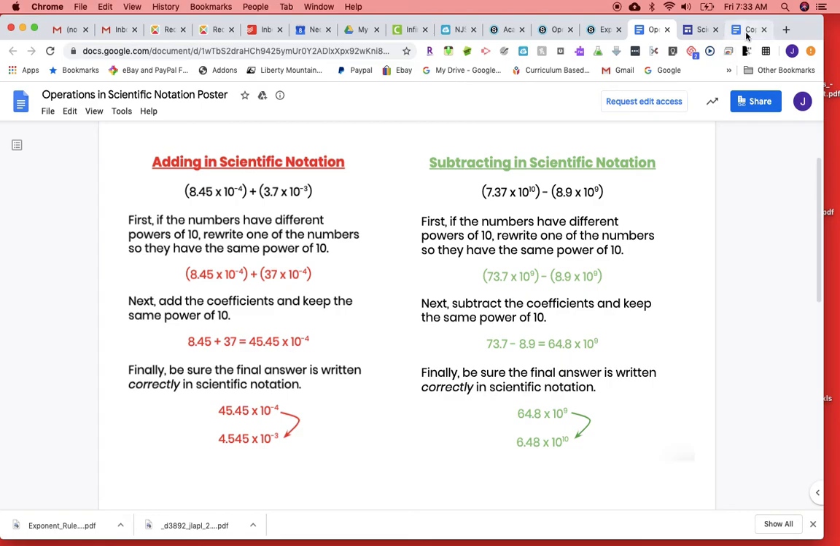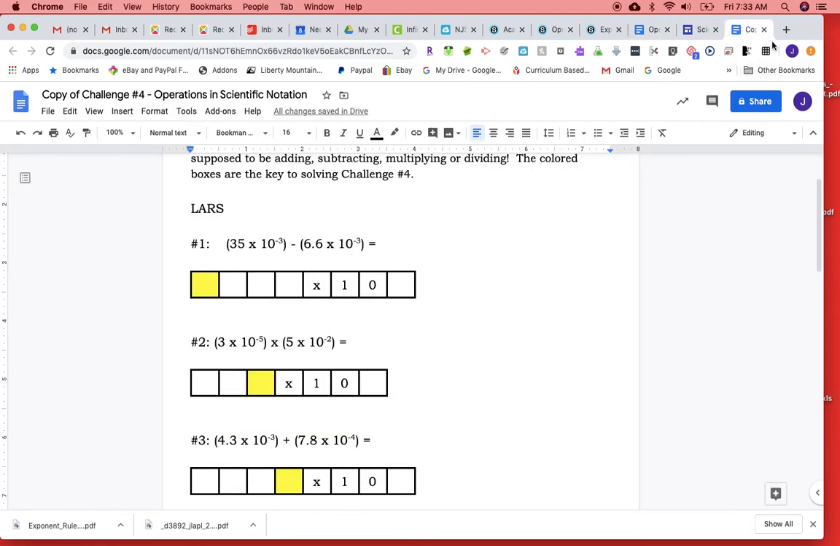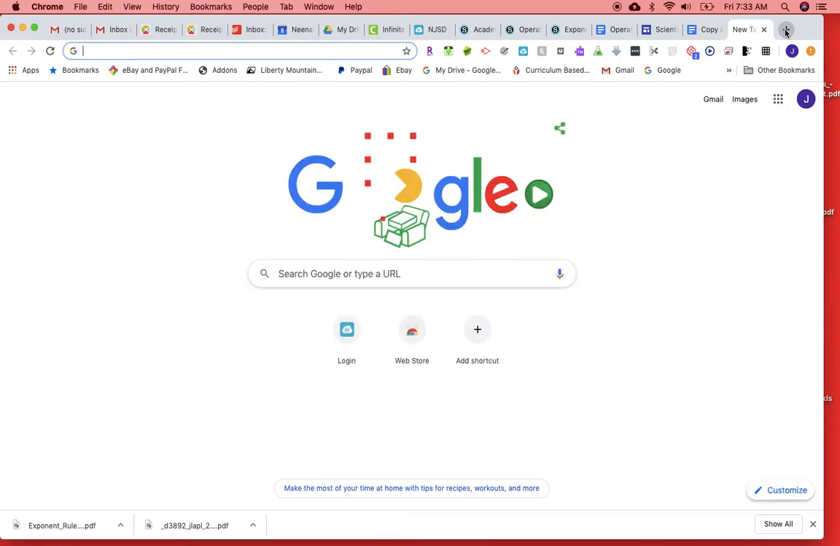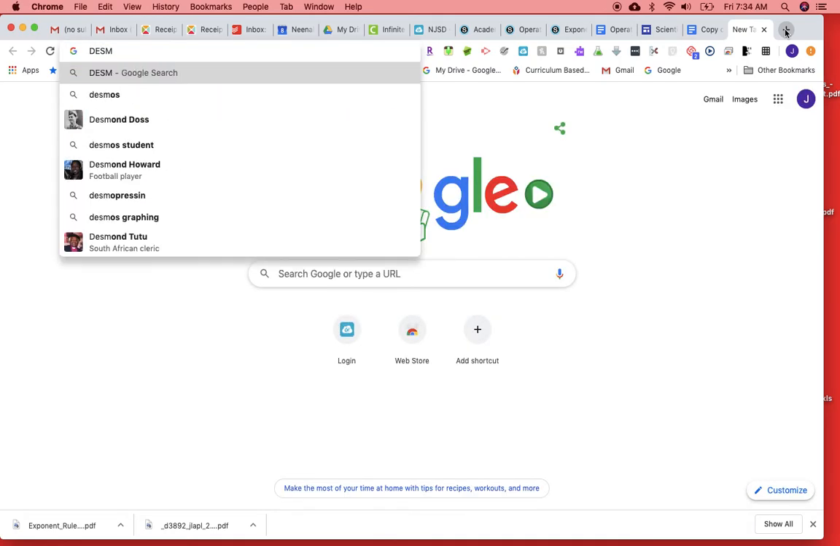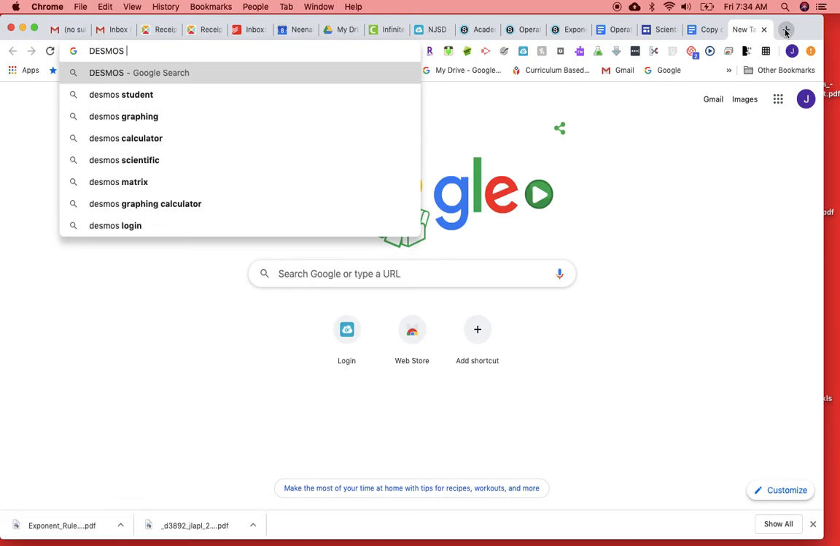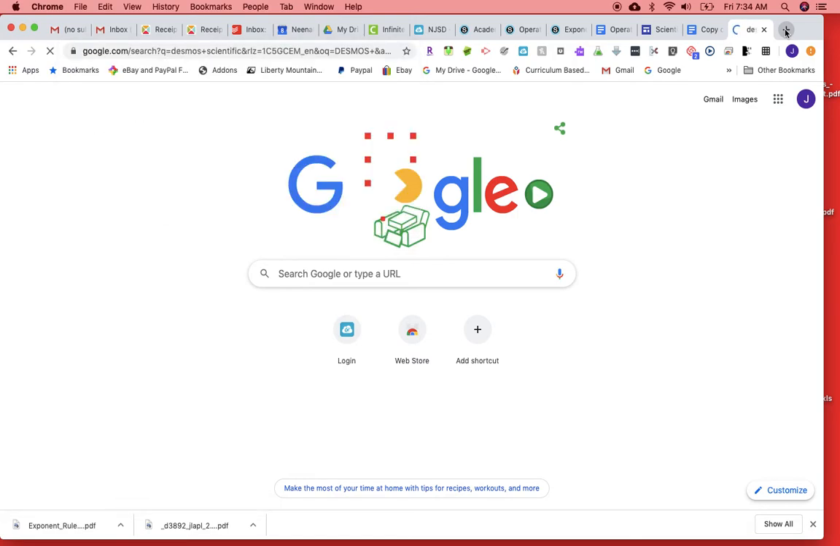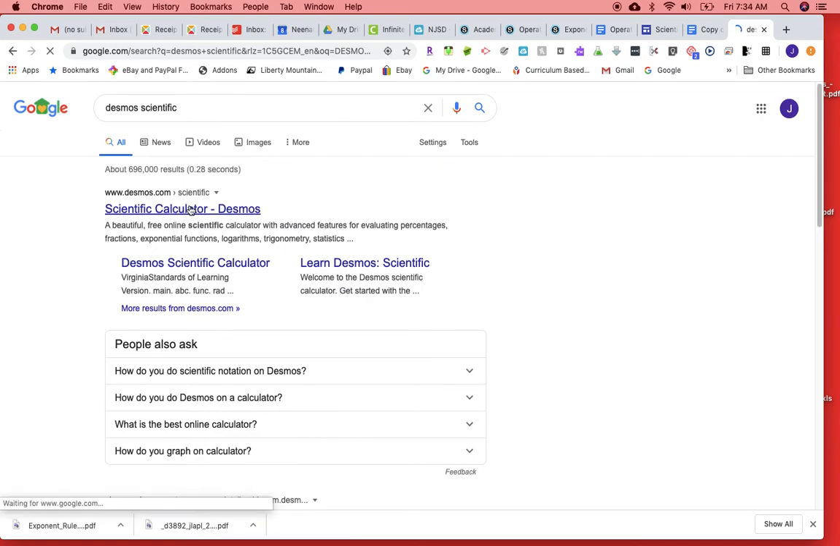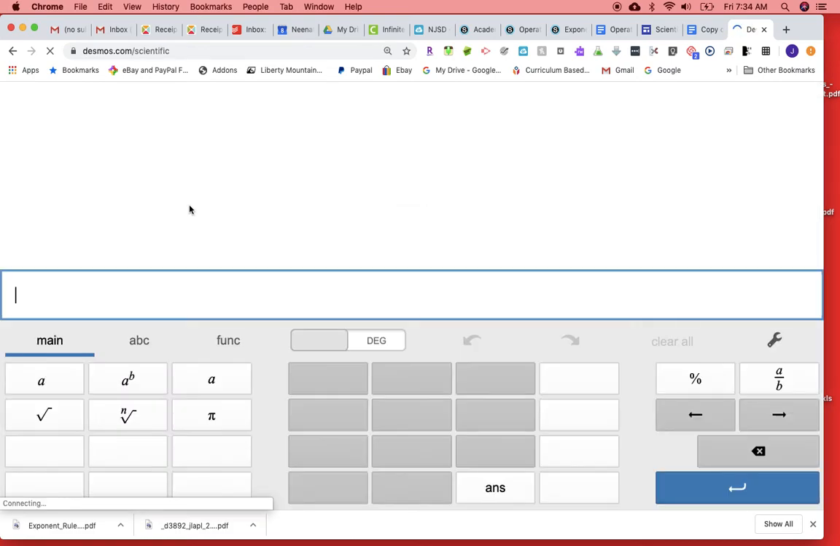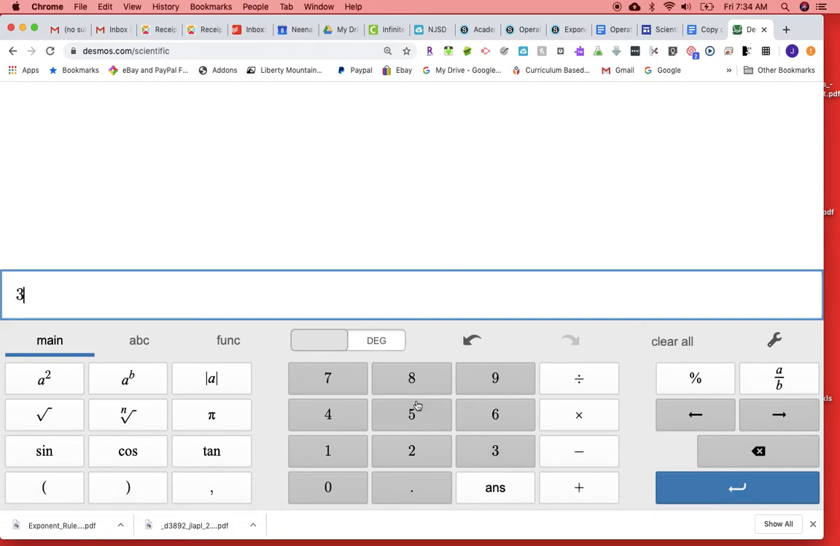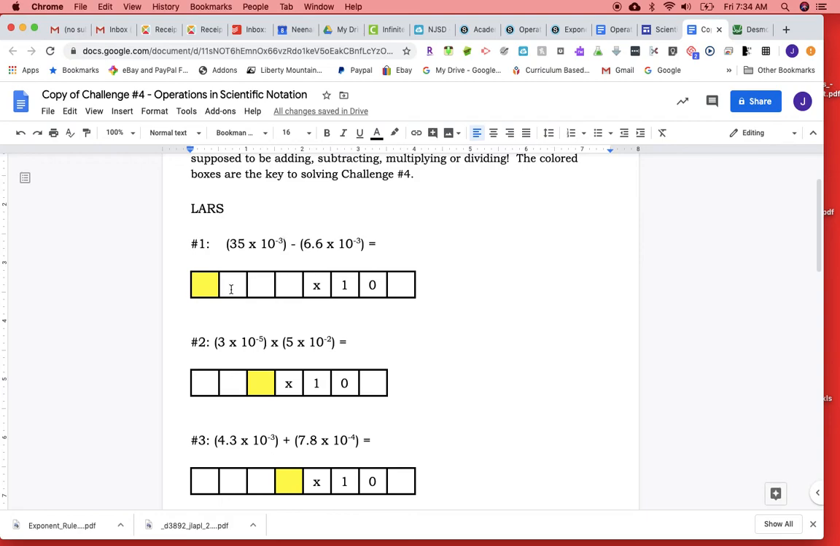Okay, let's take a look. We're going to subtract 35 minus 6.6. I highly recommend using Desmos Scientific, if you want to do that. I want to take my caps lock off. So you're going to go 35 minus, was it 6.6? And we get 28.4. So we have our answer, 28.4.